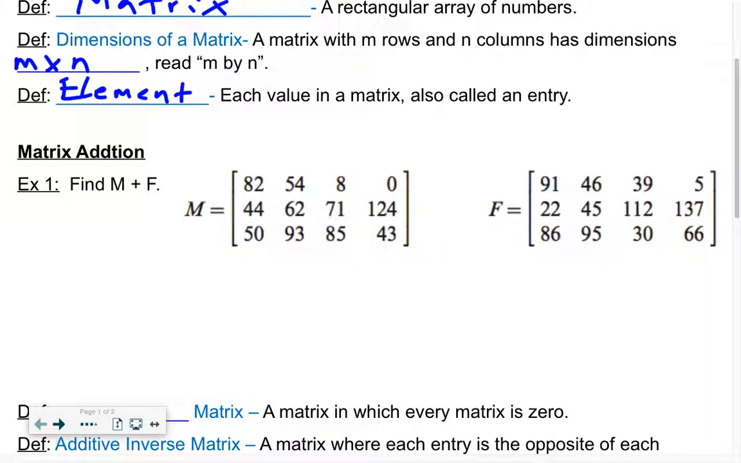Here's an example of a matrix M. We have 82, 54, and so on. If we go back to defining the dimensions of this matrix, we start with the number of rows. Rows are horizontal. So how many horizontal lines do we have? Well, we have 3 of them. How many vertical sets of numbers do we have? Well, we have 4. Therefore, we would define matrix M as being a 3 by 4 matrix. If we take a look at F, it's the exact same thing. This would also be a 3 by 4. The numbers that make up the matrix are the elements or the entries. So 71 would be considered an element of matrix M.